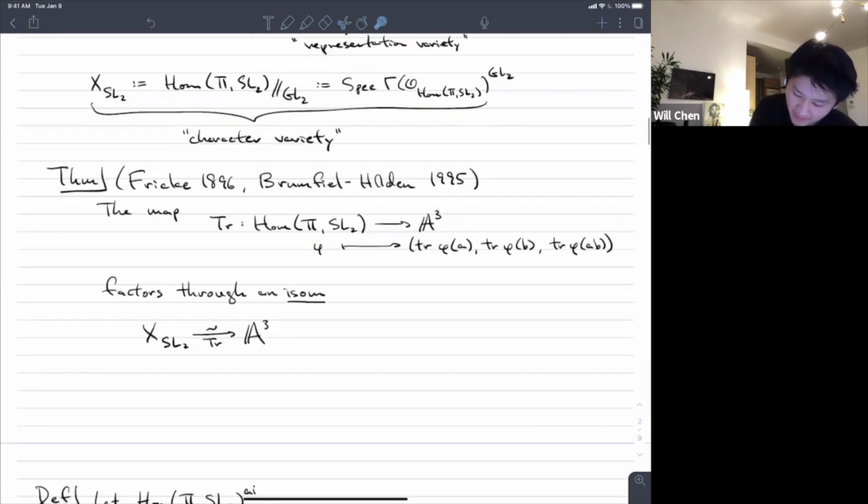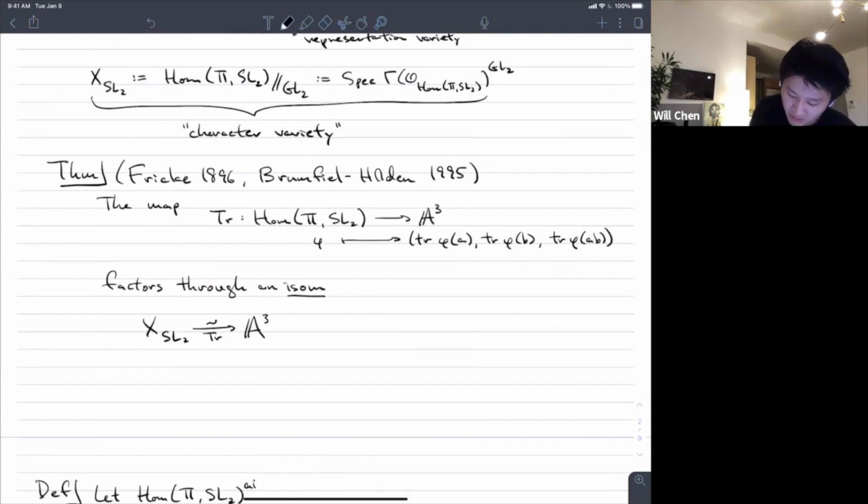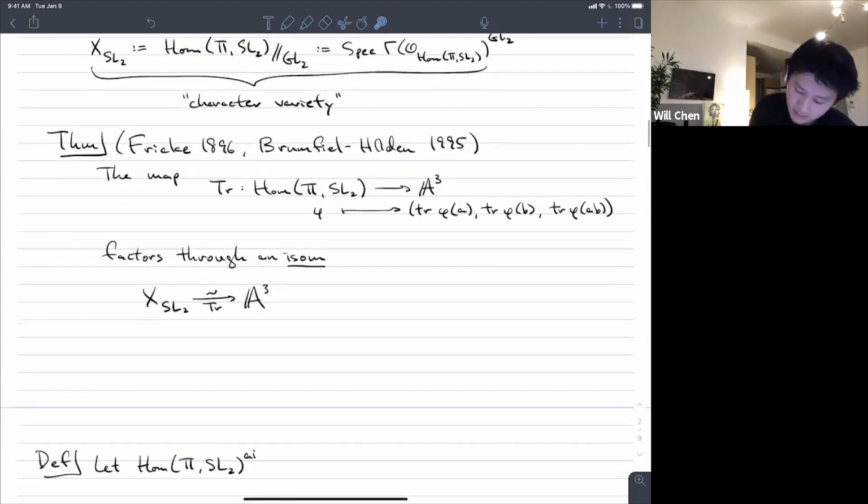And what they show is that this factors through an isomorphism from the character variety. Certainly it factors through the character variety because these are traces, and in the character variety you're just quotienting out by conjugation. What they show is that it factors through an isomorphism between the character variety and affine 3-space. Okay, so that's their theorem.